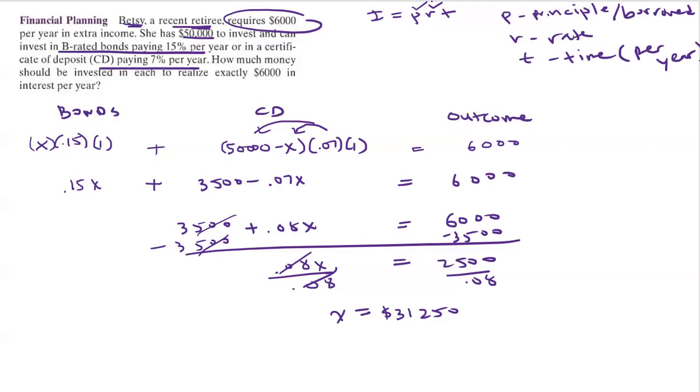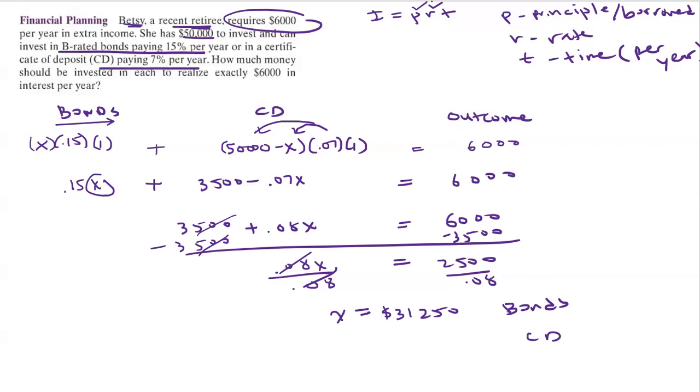Well, let's go back. What was X referring to? Well, X here is referring to what? The bonds. So this is how much she would put in the bonds. Okay, would be $31,250.